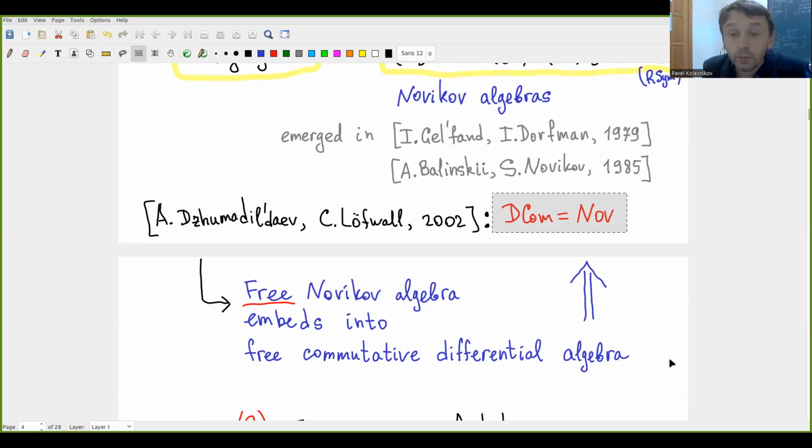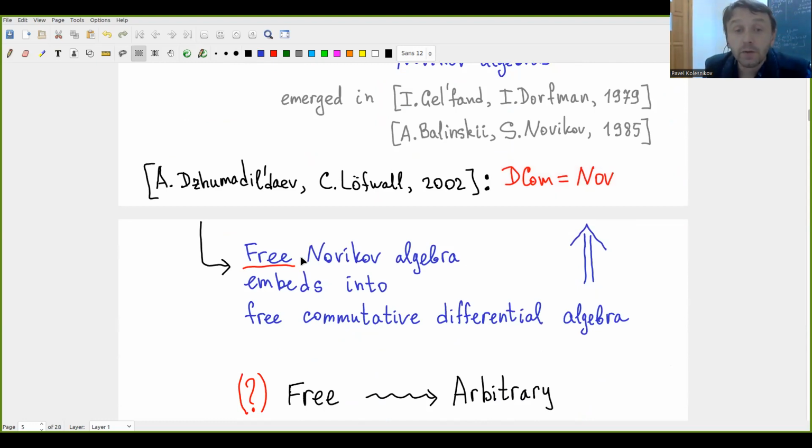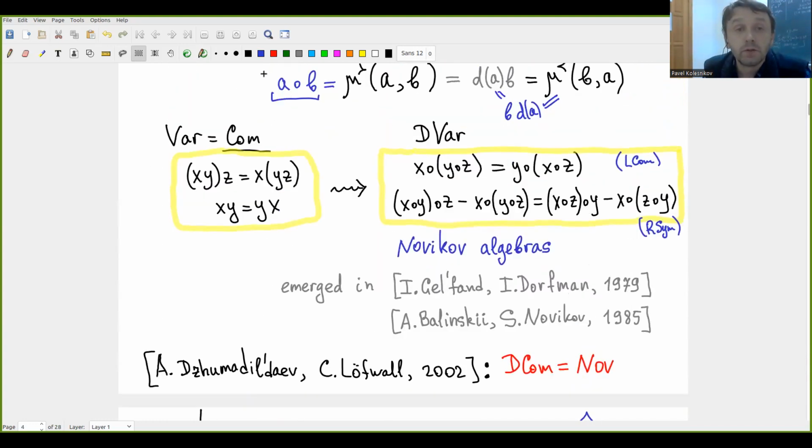They proved that the free Novikov algebra can be embedded into free commutative algebra with a derivation. So if we speak about identities, then identities are actually relations on the free algebra. So if the free algebra embeds into differential algebra, then there are no other identities that hold for this circle operation.